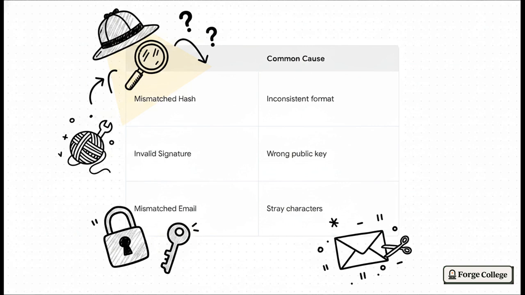If you're getting an invalid signature, double-check that you're actually passing the correct public key, or maybe look for a base64 decoding error. And if that mismatched email error pops up, you probably just have a stray character or a hidden newline in your original string before you hashed it. No big deal. Just trim your strings, clean it up, and try again.